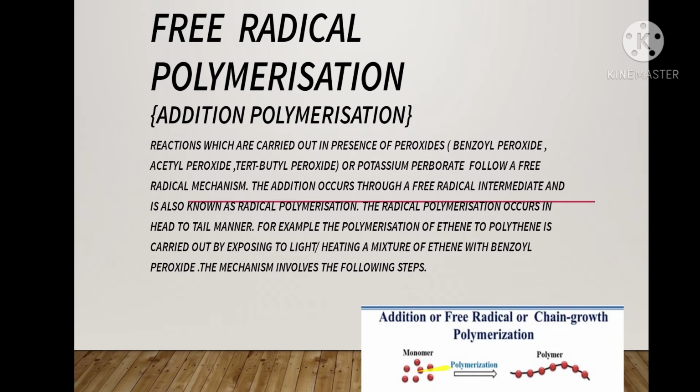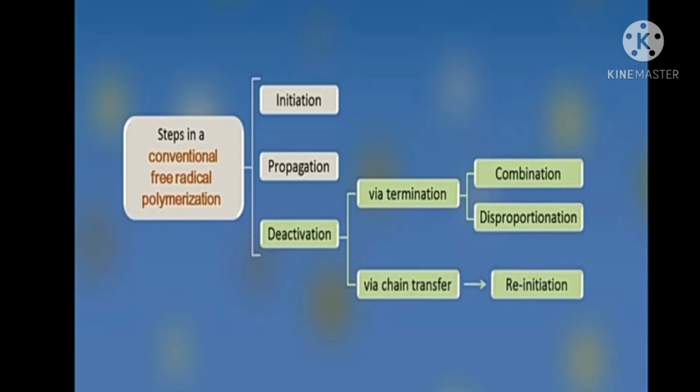Here the monomer is polymerized to the polymer and it is called chain growth polymerization. It is called chain growth polymerization because the addition of a monomer molecule to an active chain end regenerates the active site at the chain end. Now, with the help of this pictorial representation, I have shown you the mechanism of free radical polymerization.